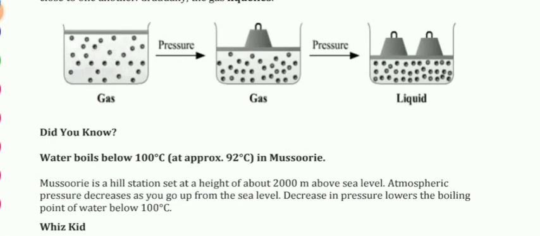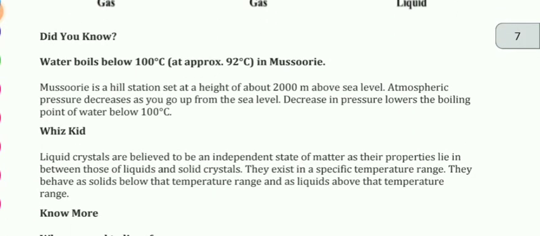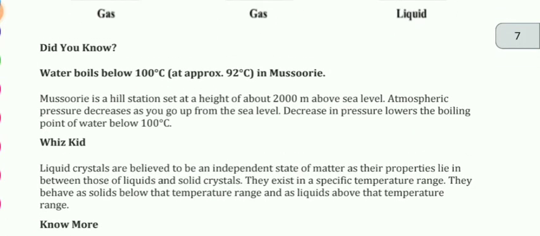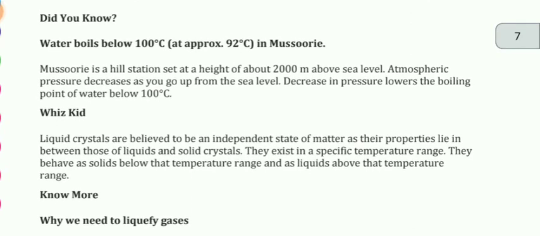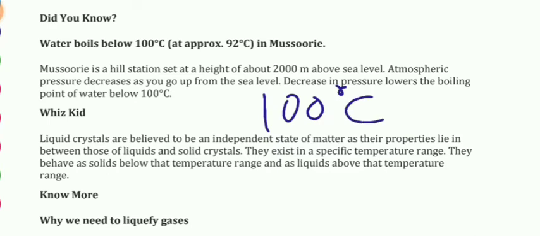Now another fact is that in Mussoorie, which is a hill station, the water boils below 100 degrees centigrade. You know the boiling point of water is 100 degrees centigrade, but at Mussoorie why does it happen so? Water boils at approximately 92 degrees centigrade.